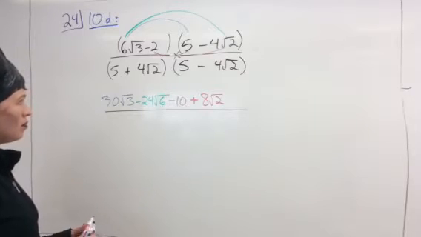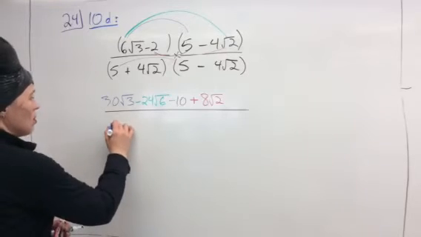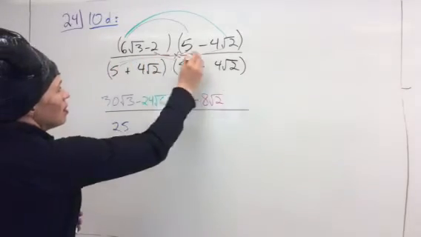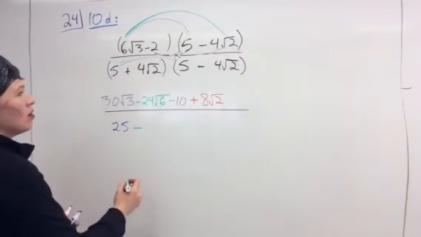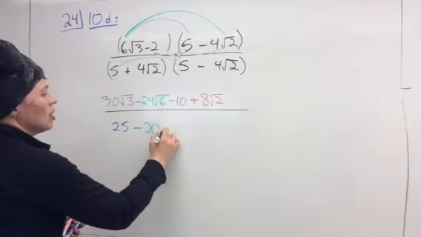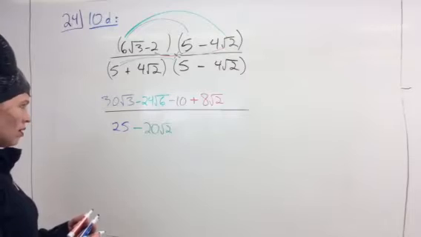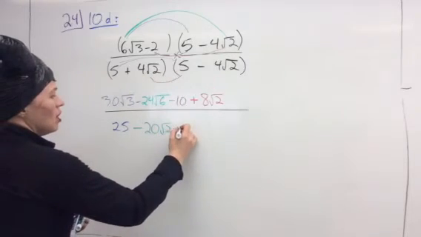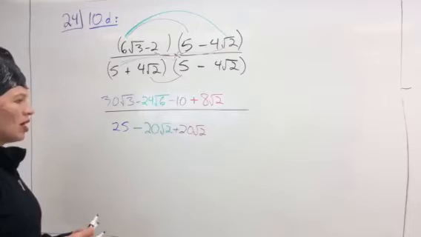We'll go to the bottom. First, 5 times 5 is just 25. Outside, 5 times negative 4 root 2 gives me negative 20 root 2. And I know that the next one is just going to be the same thing but positive, so positive 20 root 2. So I didn't even have to really do that step. I could have cut it out.